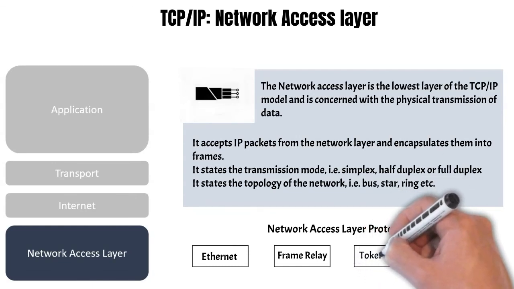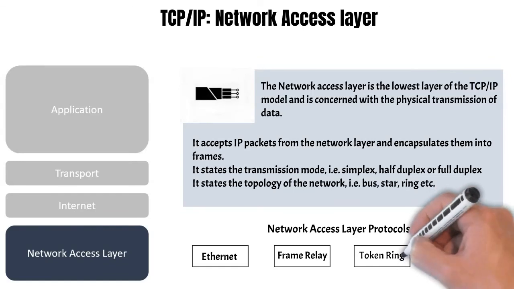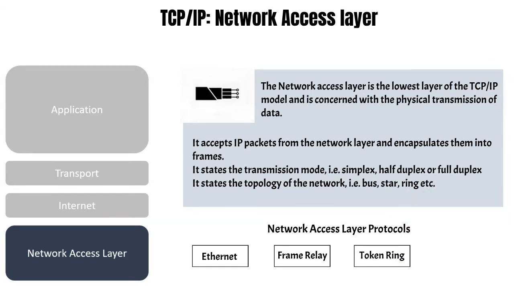Token ring is used in a LAN technology, where all the devices are connected in a ring or star topology and pass one or more tokens from host to host. ATM or Asynchronous Transfer Mode is a switching technique that uses time division multiplexing for data communications.